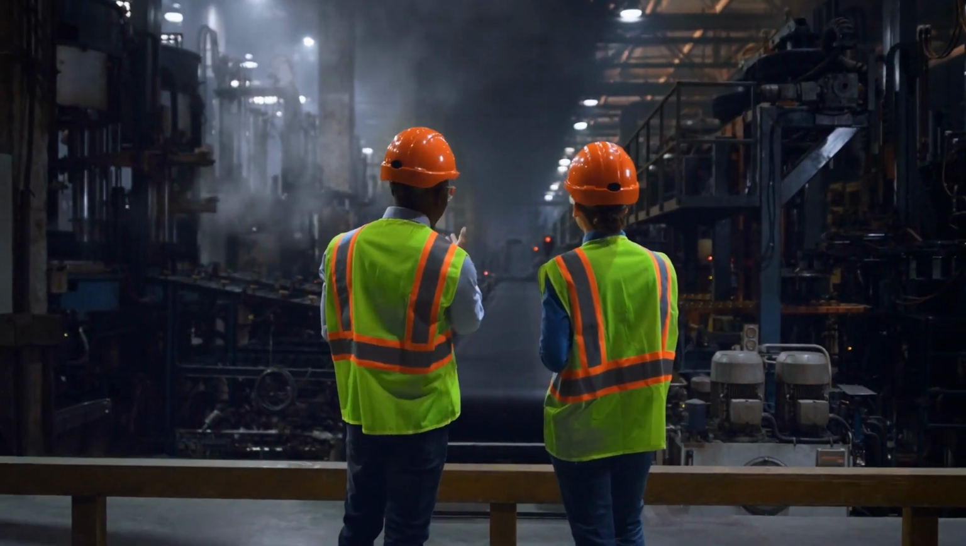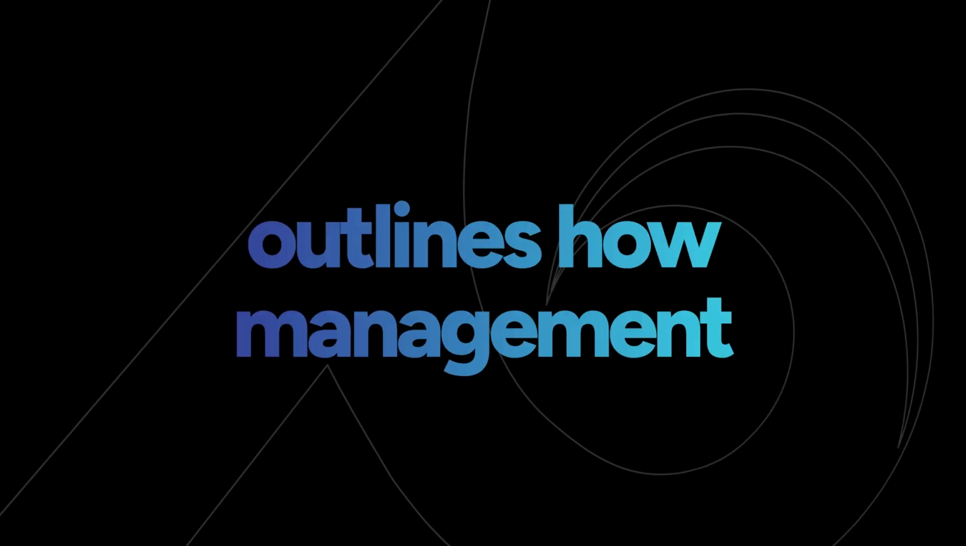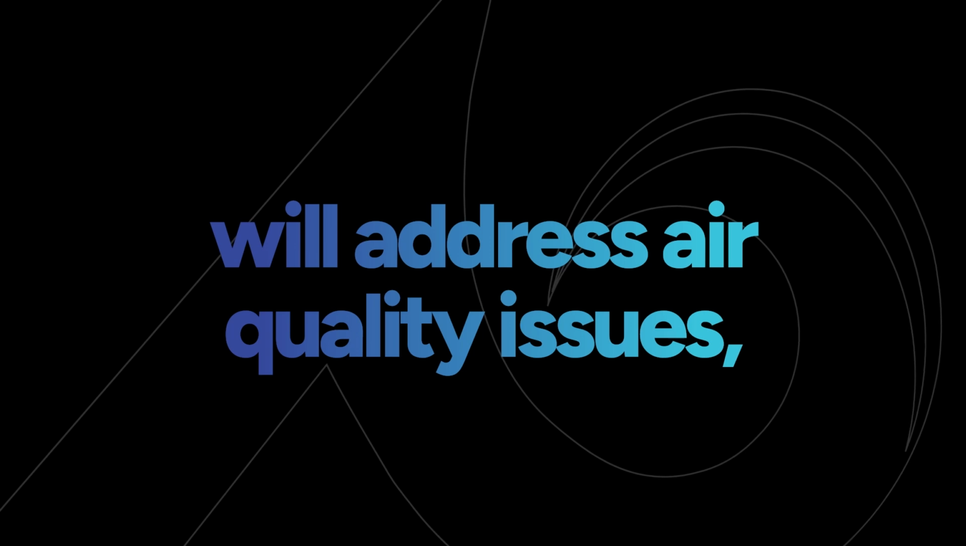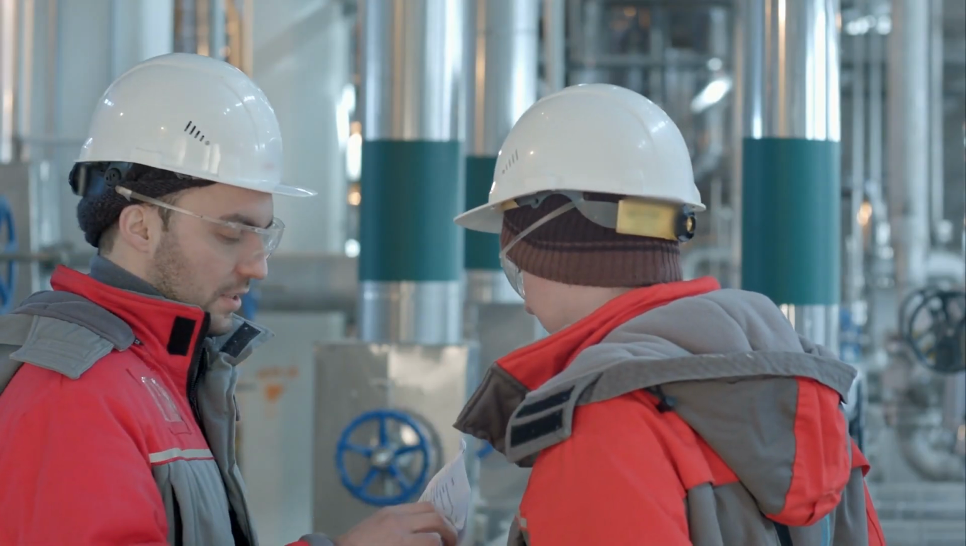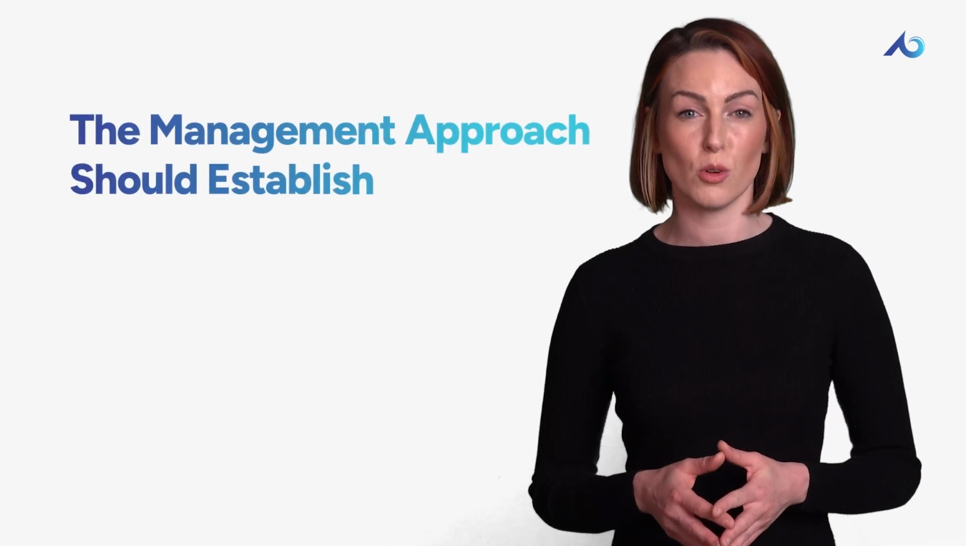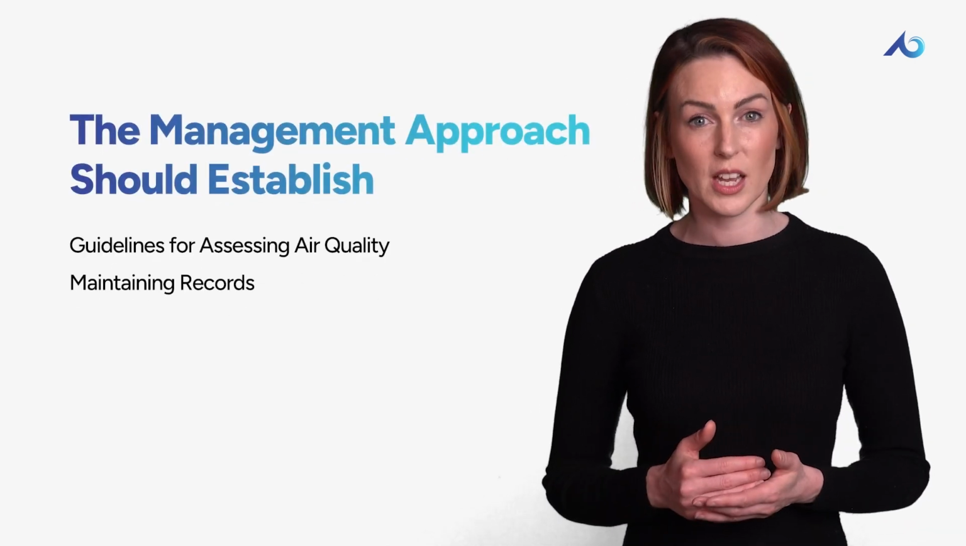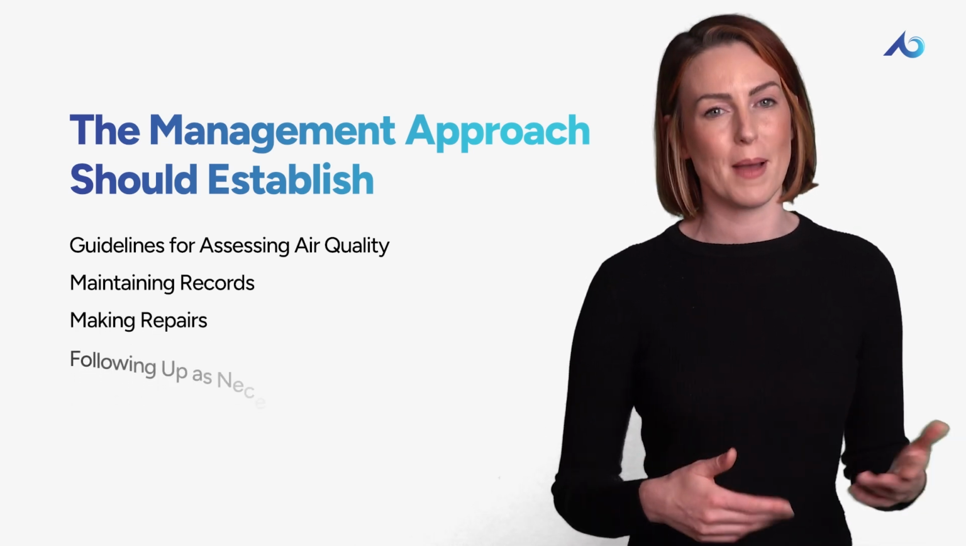Luckily, there's things employers can do to prevent and control any issues with indoor air quality. The first line of defense is to create an IAQ management approach. This plan outlines how management will address air quality issues, starting with appointing an IAQ coordinator to oversee the process. The management approach should also establish guidelines for assessing air quality, maintaining records, making repairs, and following up as necessary.